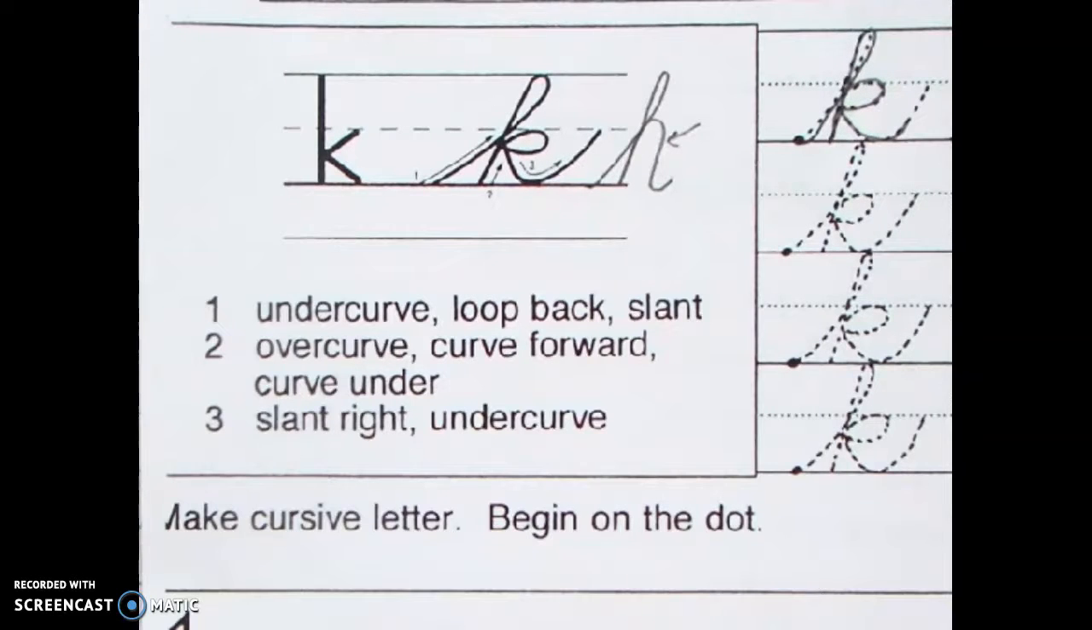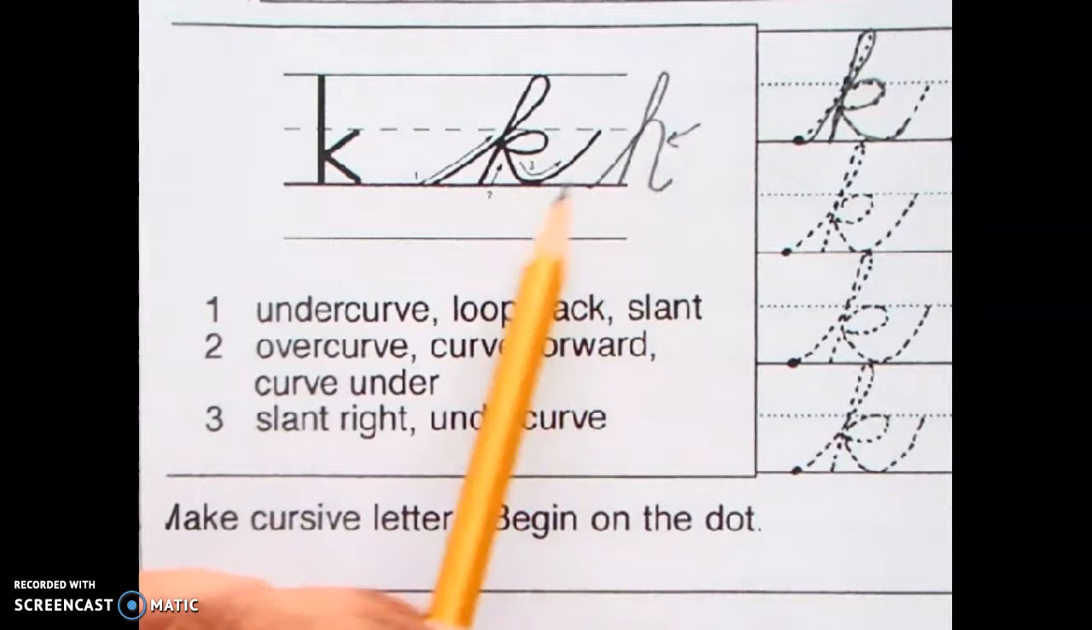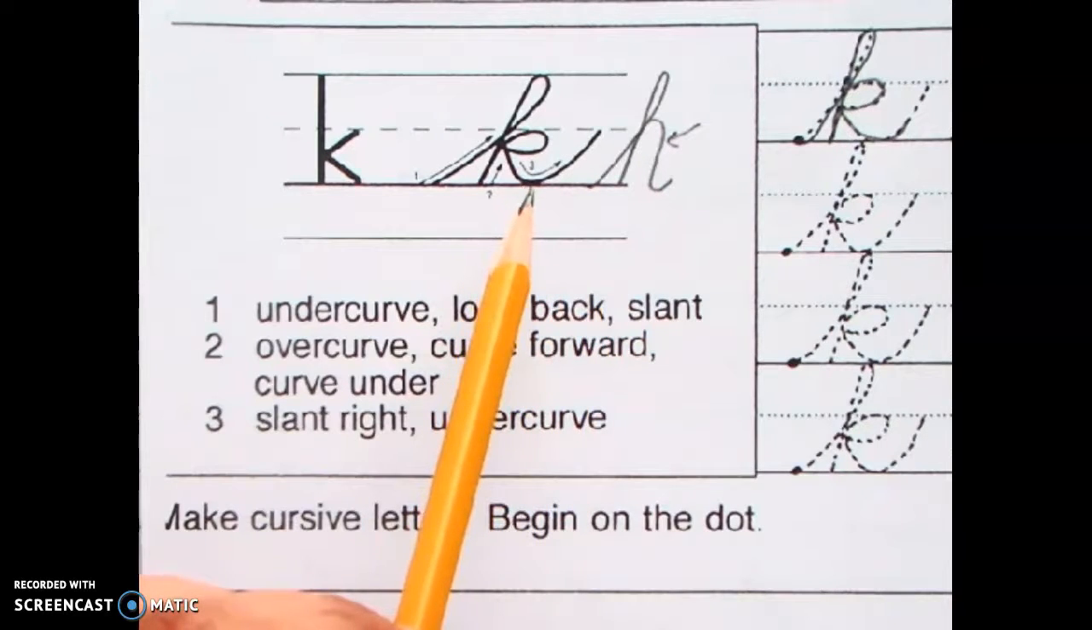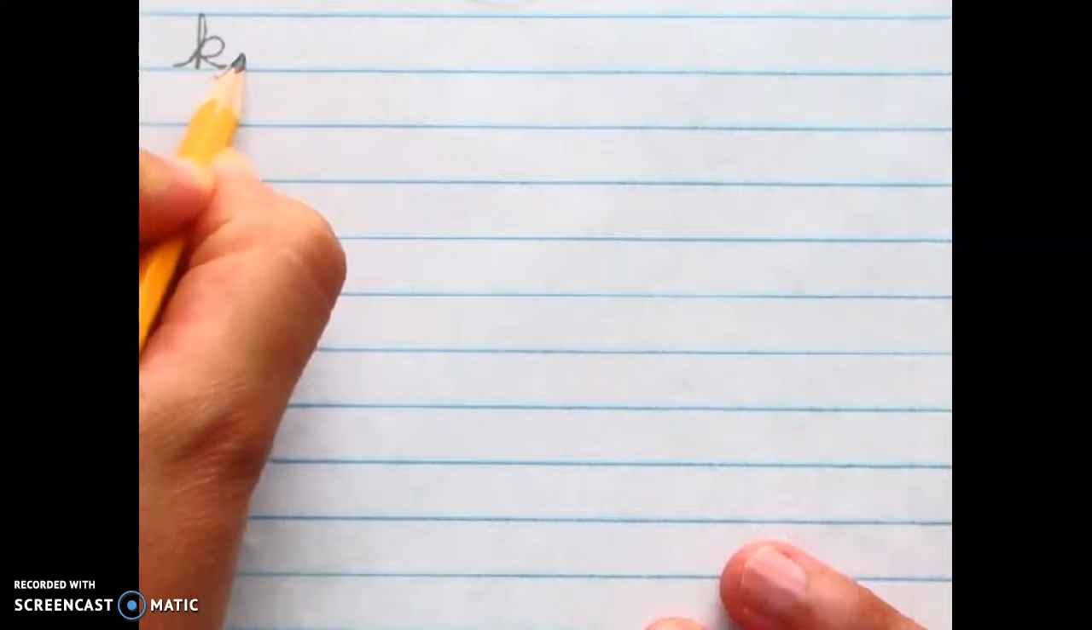Cursive lowercase k. The reason why it follows cursive lowercase h is because how they're formed is so incredibly close, except for one part where you curve forward, then curve under, and that's this part right here. Under curve, loop back, slant, over curve, curve forward, curve under, slant right, under curve.